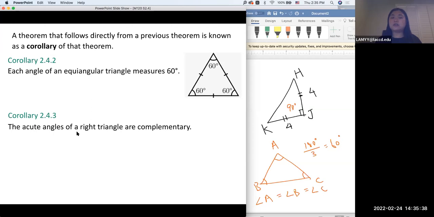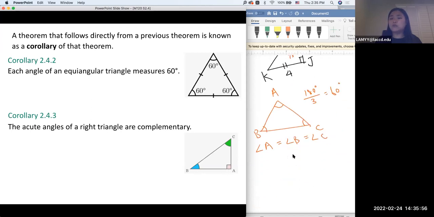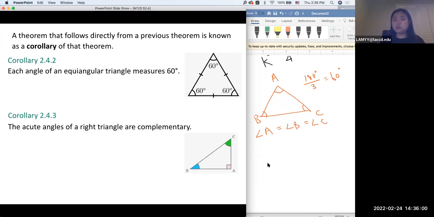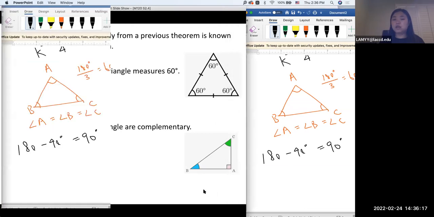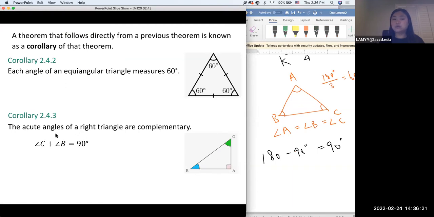And then the next one: acute angles of a right triangle are complementary. Remember the meaning of complementary? 90 degrees. So if you have a triangle with a right angle, the right angle here is already 90 degrees, right? The sum of the triangle is 180, and I already know angle A is 90 degrees. So if I take out angle A, there's 90 degrees left. So you know angle B plus angle C is going to be 90 degrees. That's why they say acute angles, meaning angles less than 90 degrees, are complementary. So angle B plus angle C equals 90.